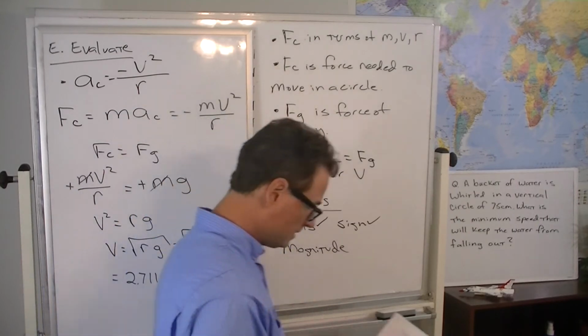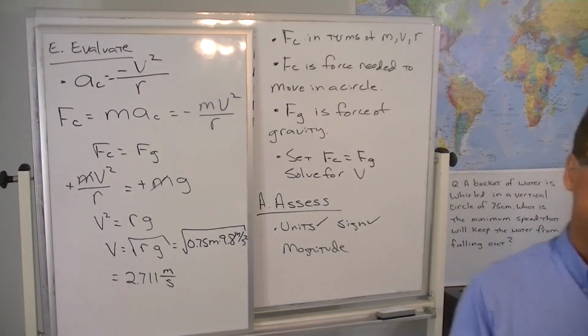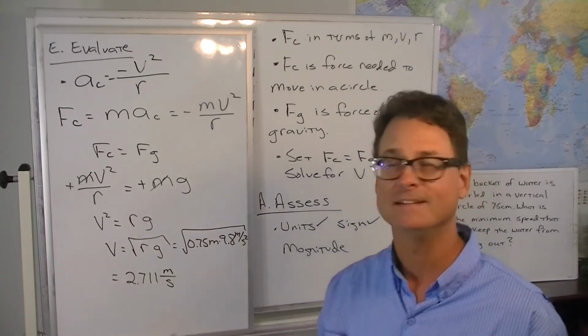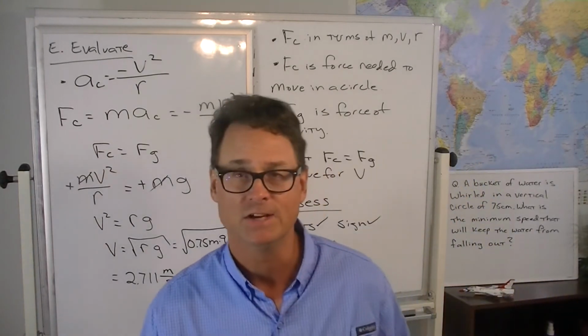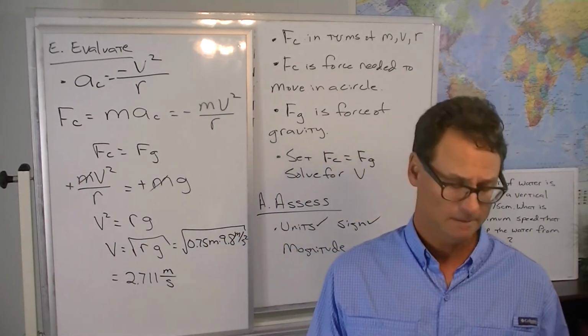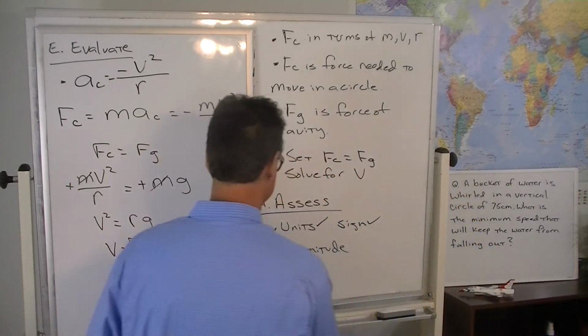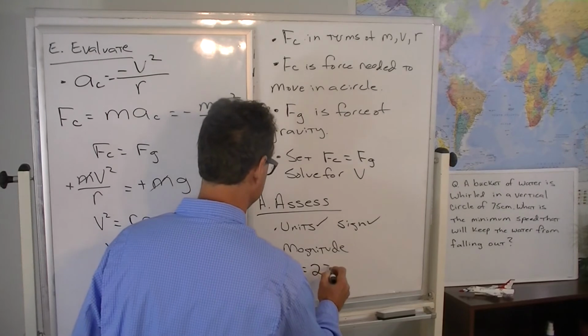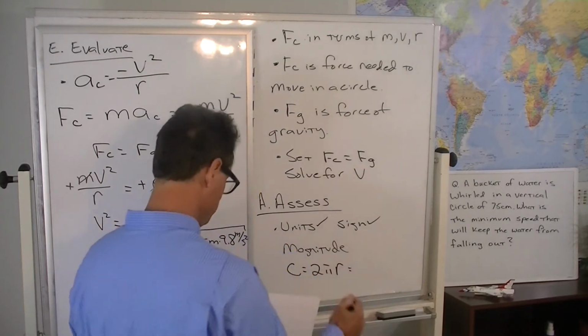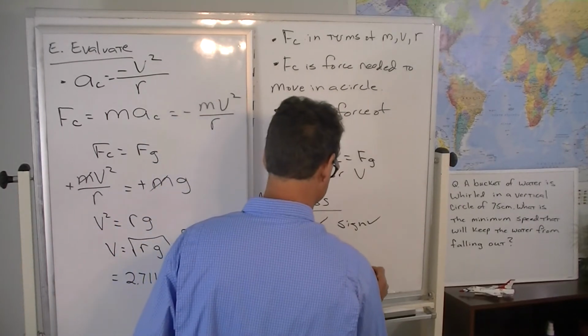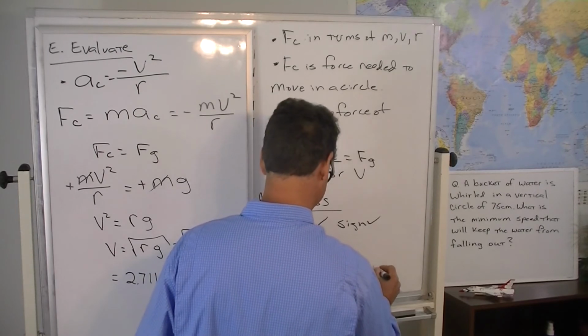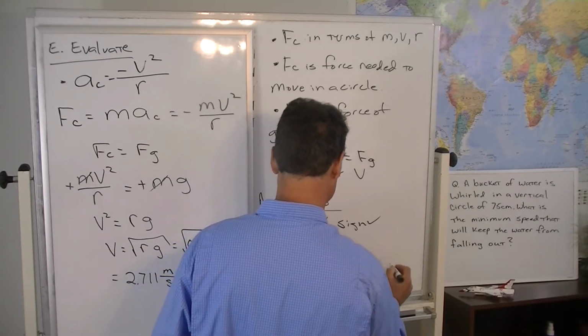Now let's think about this, because let's ask ourselves how fast is that really, this 2.7 and change meters per second. So let's think about the circumference of that circle. The circumference of that circle is 2 pi r. So you just plug that in.